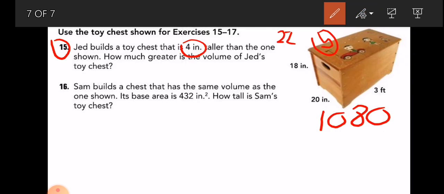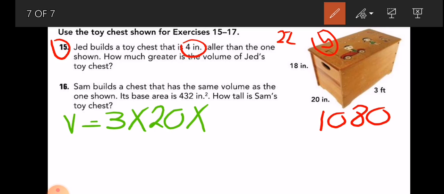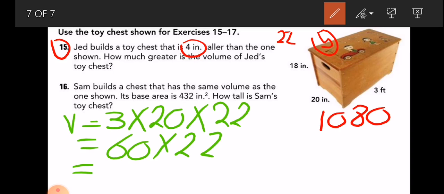The volume of the box that he did, it's exactly the same, but the height will be different. Okay, so the volume equals what? Also the length is 3, multiplied by the width, which is 20, but the height is 22. We said it's 4 inch taller. Let's multiply them. Here I have 60 multiplied by 22. Put the 0 down. 2 times 6 is 12, and 1 is 13. So 1320 inch cubed. This is the volume of the box that he did.